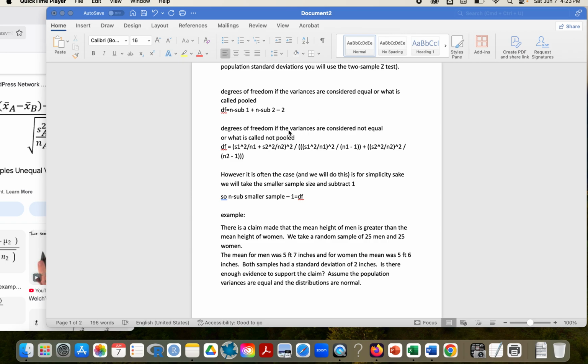And if the variances are considered not equal, it's called not pooled. And then there's this really kind of convoluted formula here, and we don't use that. There's a simple way. Generally, in an introductory stats course, to simplify things, because quite frankly this thing is a calculator nightmare, we take the sample size that is the smallest of the two sample sizes and subtract 1, and we use that as our degrees of freedom. That simplifies matters, and we don't get hung up and lost in what we have to do there.